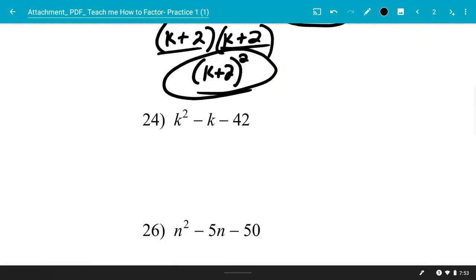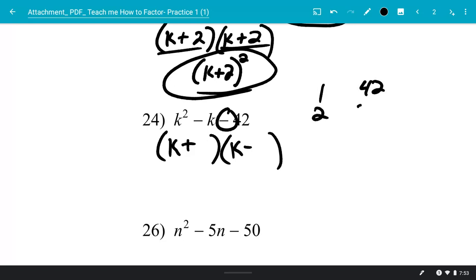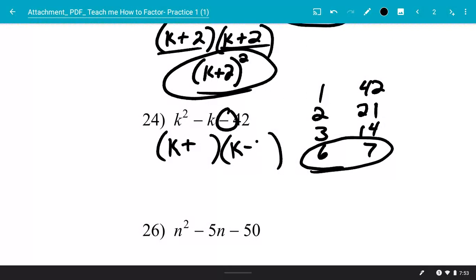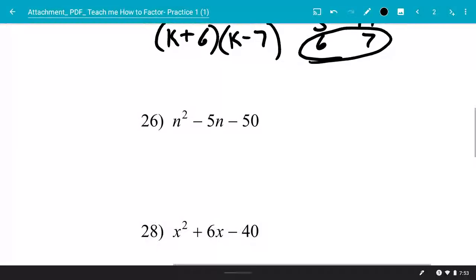All right, moving on. 24. Is there a GCF? No. No leading coefficient. Splitting signs. Put a K in each. Signs are opposite. Factors of 42. 1 and 42. 2 and 21. 3 and 14. 4, 5, 6, and 7. Which of those come together with opposite signs to get me a negative 1? 6 and 7. Larger number gets the sign from the middle. This problem's not too bad if you study just a little.